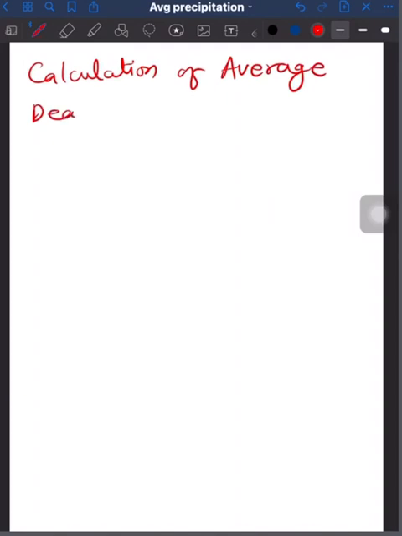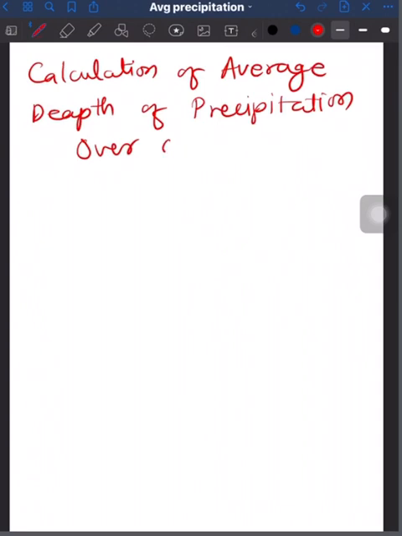Today we are going to look into a new topic. It is calculation of average depth of precipitation over a catchment area.